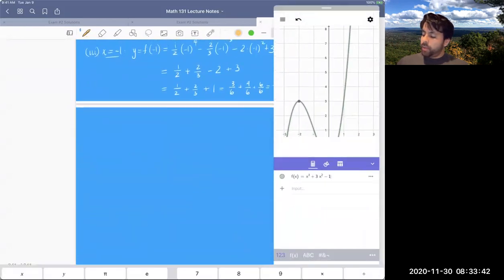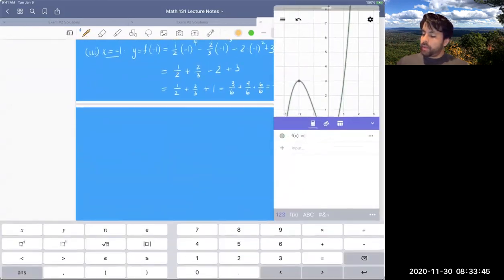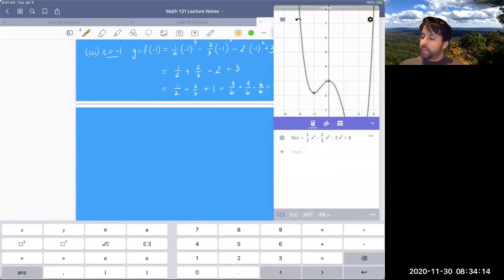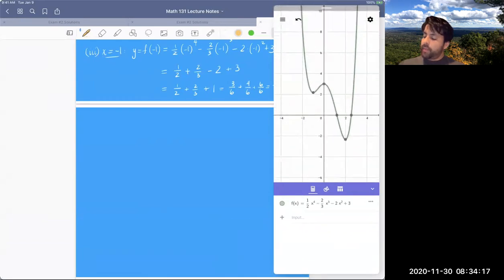And let's see what this would look like if I were to graph this. So I got 1/2 x to the fourth minus 2/3 x to the third, minus 2x squared plus 3. So this is what I would get.